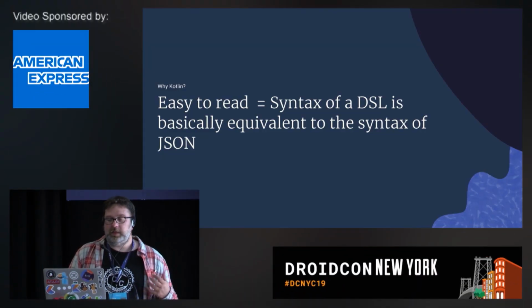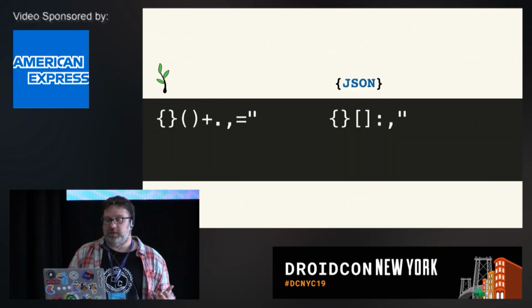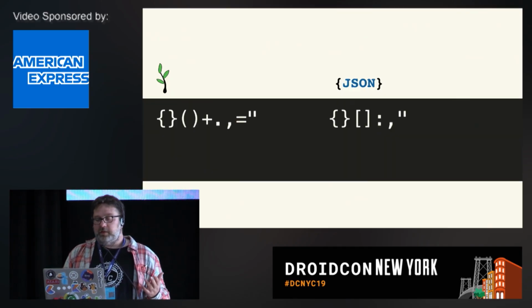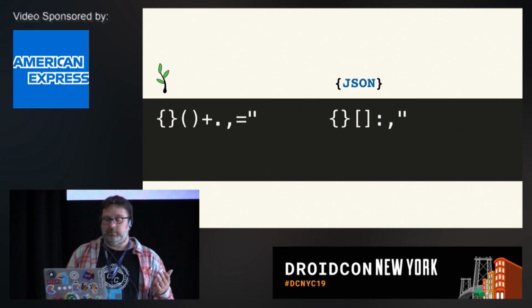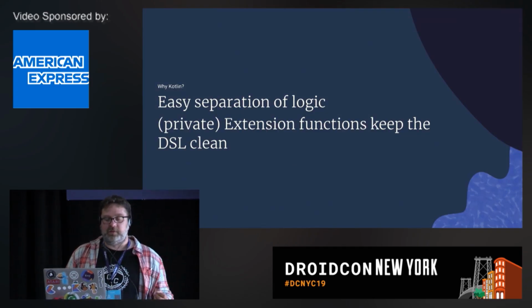On Android, we're all pretty familiar with this, the code completion when you hit Control-Enter. If we have our own custom DSL, this is a great way of teaching people what's possible for writing appropriate types and calling appropriate functions from within that DSL. It's also really easy to read. The syntax of a DSL is basically equivalent to the syntax of JSON. If you look at these two things together, really the control characters in Sprout are pretty much the same ones as in JSON. And then finally, there's an easy separation of logic.